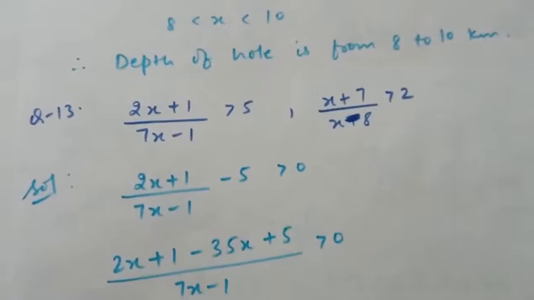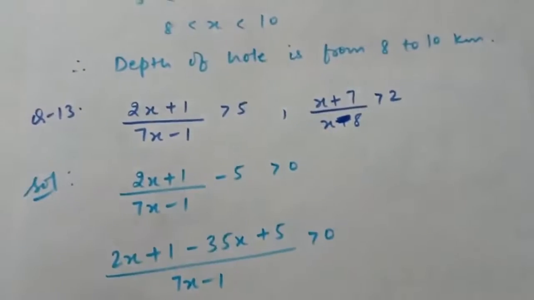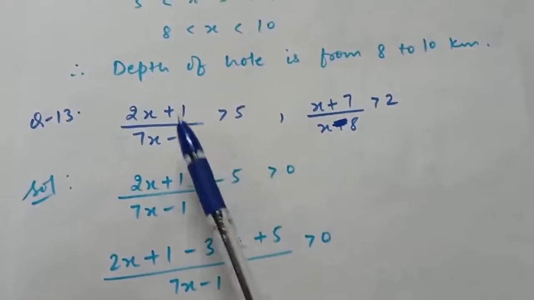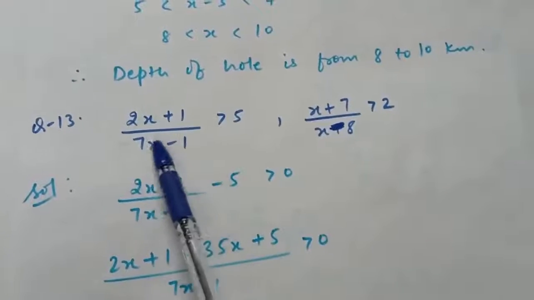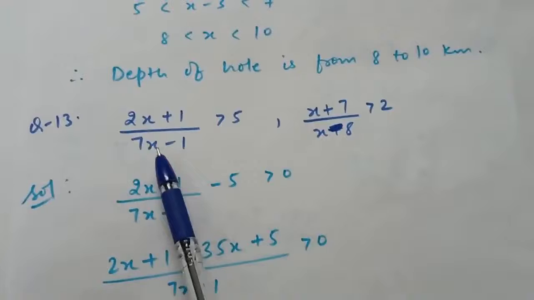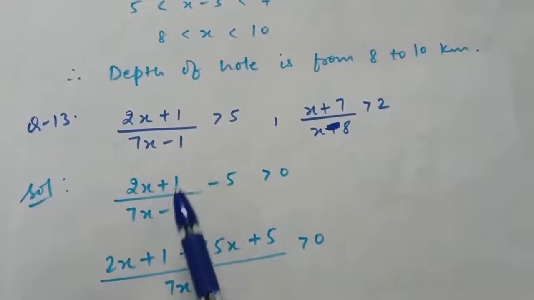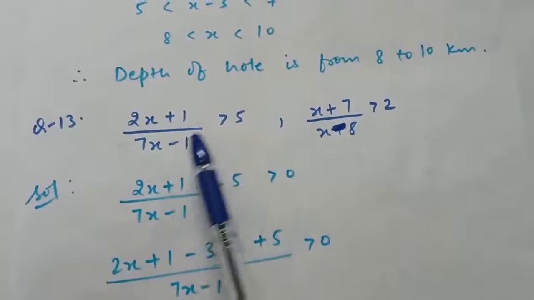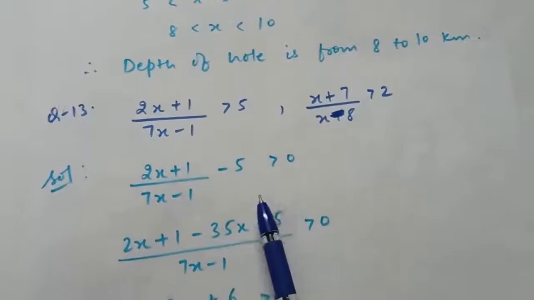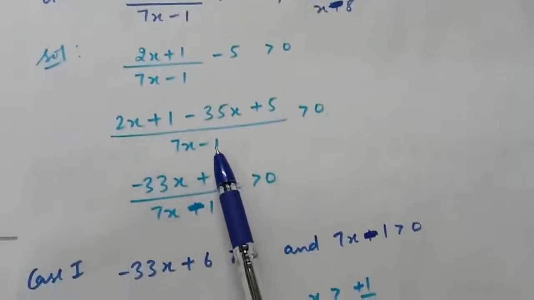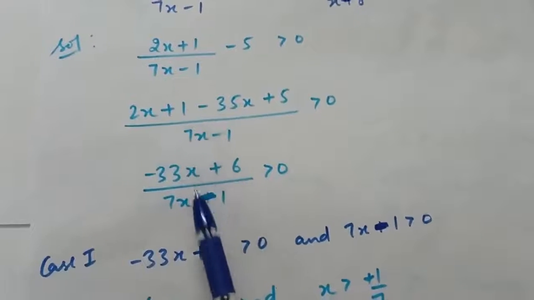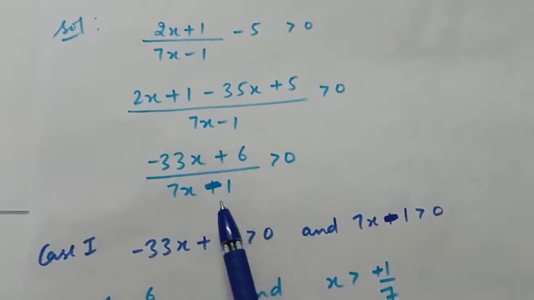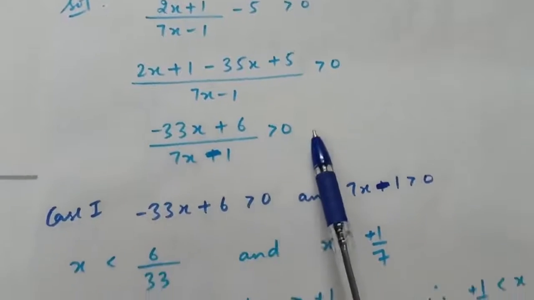Now see, solving such inequalities, we will subtract 5 on both sides, because we cannot multiply with this on both sides, because we don't know if this 7x minus 1 will be positive or negative, right? So subtracting 5 on both sides. Now taking LCM 7x minus 1, you will get (minus 33x plus 6) upon (7x minus 1) greater than 0.